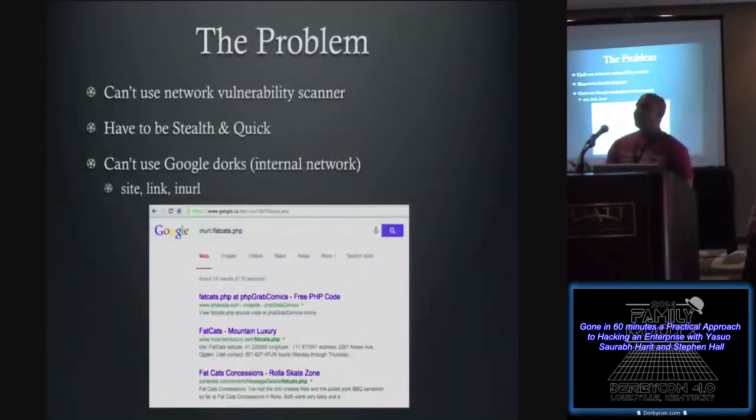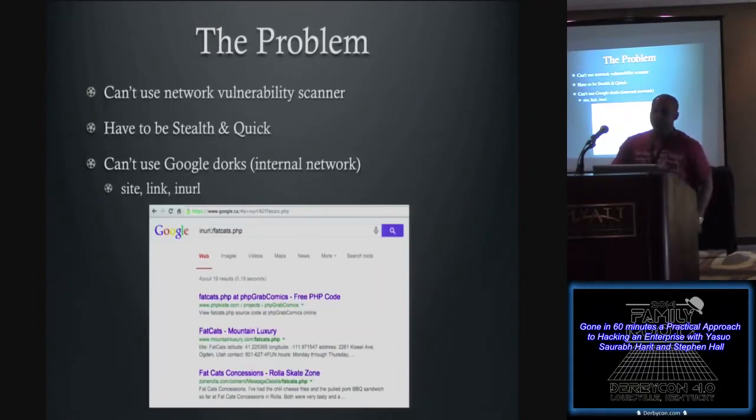So the problem at hand is that we have bypassed physical security, we bypassed NAC, we want to extract data from the network and do it as quickly as possible and get out of the premises. But we can't run a vulnerability scanner because it's too noisy. Nessus is a great scanner, but it sends out hundreds of thousands of requests. We have to be stealthy and quick. If we were on an external network, we could use Google Dorks, like site, inurl, to find specific applications, right? And then go that route. But we can't do that on an internal network.